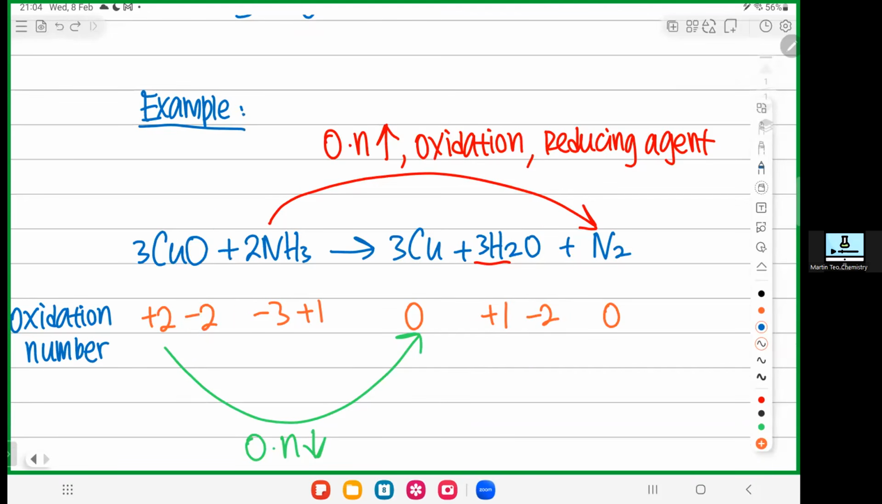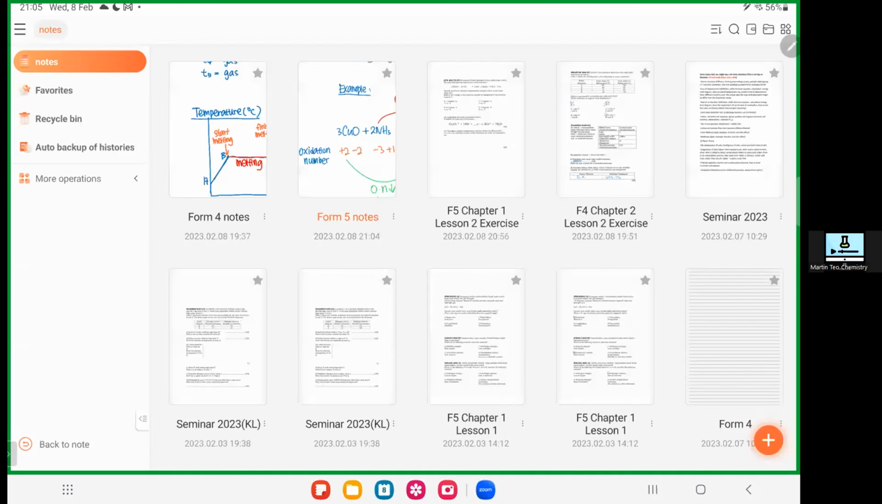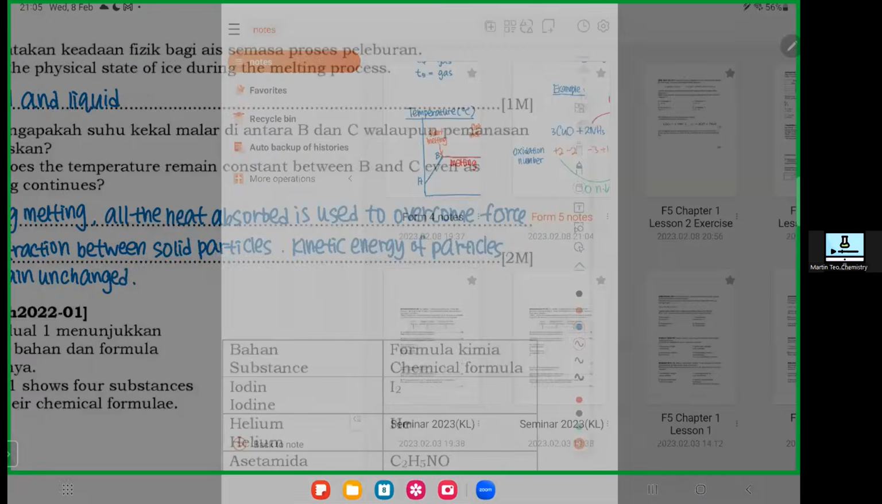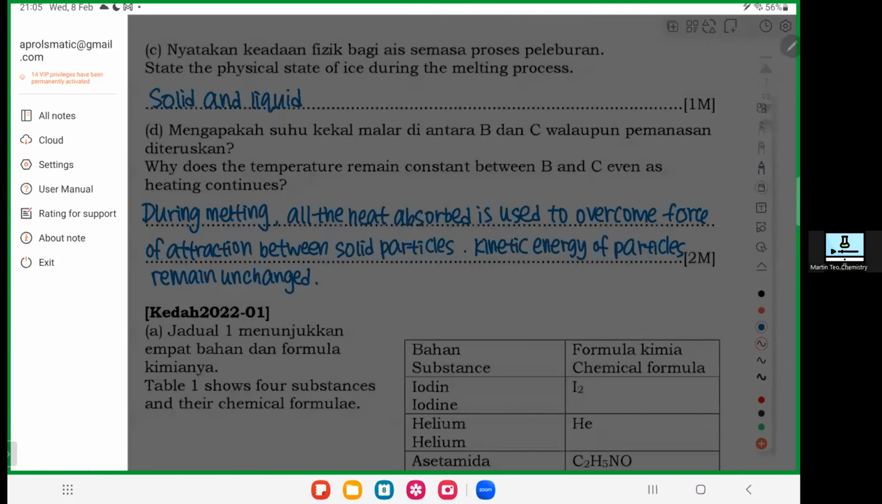So I hope everyone can understand this. Now we will spend another probably 5 to 10 minutes to do some other past-year papers. Then if everything goes well, I will come back to teach you the last method, which is called the electron method. The electron method is even more interesting, okay? But up to this moment, I hope everyone can see how the oxidation number method works.